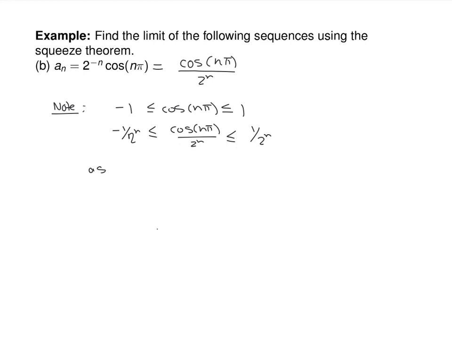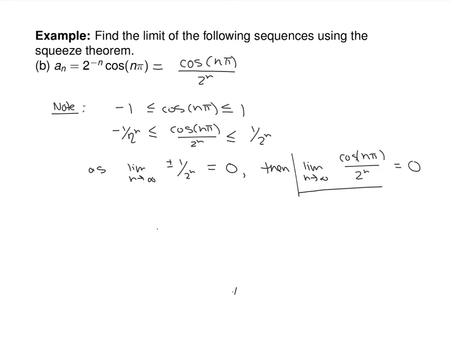And then as the limit as n goes to infinity of, I'm going to say plus or minus 1 over 2 to the n. Well, think about what happens when you plug in really big numbers for n, you get 1 divided by a humongous number. That's going to make 0. You know that the limit as n goes to infinity of cosine n pi over 2 to the n is also 0.